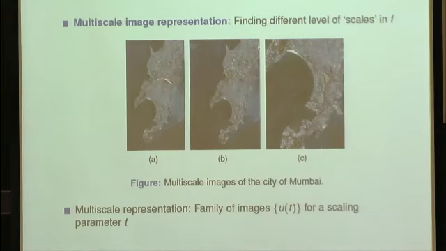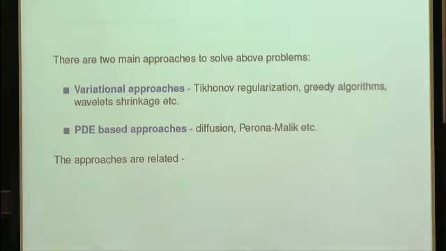So I would call this thing a large scale image, a little bit more finer scales are here, and this is finer scale. So just to clarify the terminology. So this is a multi-scale representation of the city of Bombay, for example. So a multi-scale representation would be basically, given the image f, you want to produce a family of images u_t with some scaling parameter.